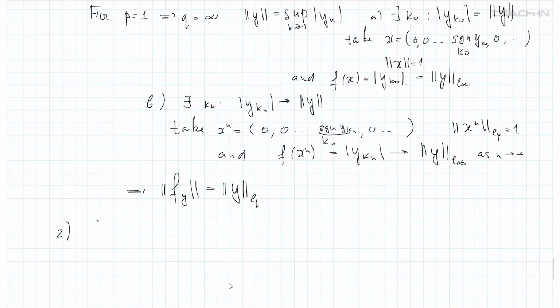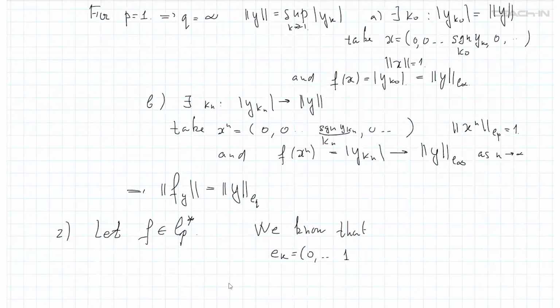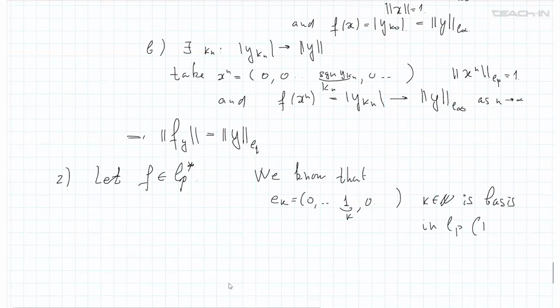Inverse. Let f from LP star be a bounded functional, a continuous functional. We know that ek equals 1 on the k-th place, for k natural, is a basis in LP for the parameter p finite.